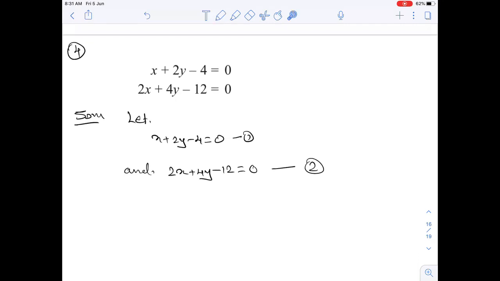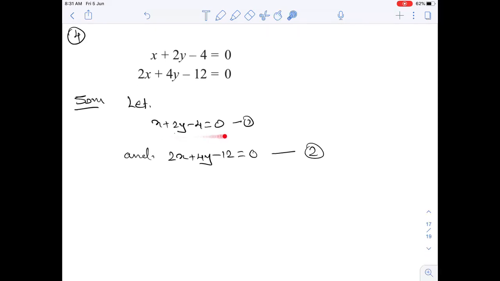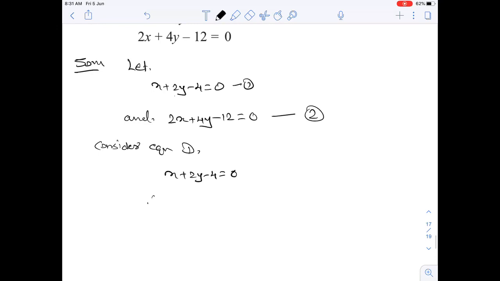Now we can make changes in any one of these equations. I am going to make the change in equation number 1, because for me this equation seems to be easy. Consider equation 1. So we get x plus 2y minus 4 equals 0. Now we have to change these both to the RHS side and keep x alone on the LHS. So you will get x equals minus 2y plus 4.